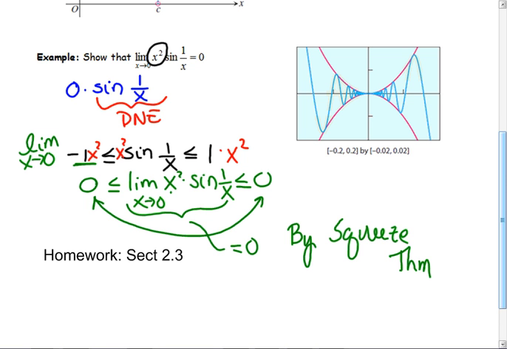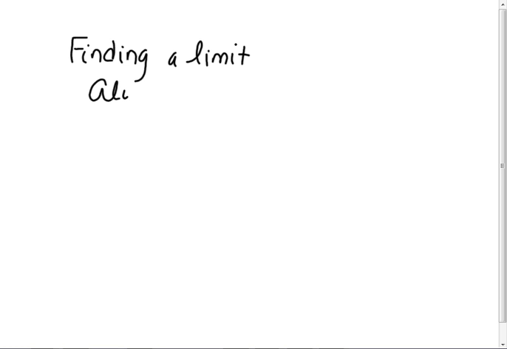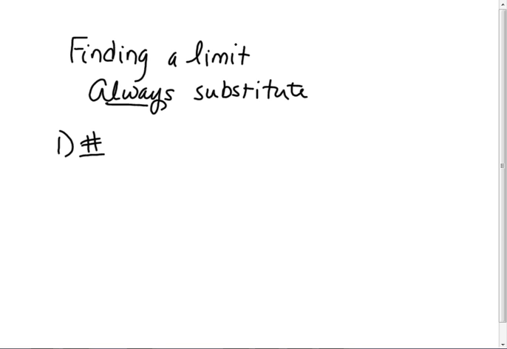Now let's just review limits briefly. What should you always do first when finding a limit? Substitute. Always. Always substitute. And then one of four things will happen. You'll get a number divided by a number, which is actually quite boring. That's just equal to L. So that doesn't do any work.